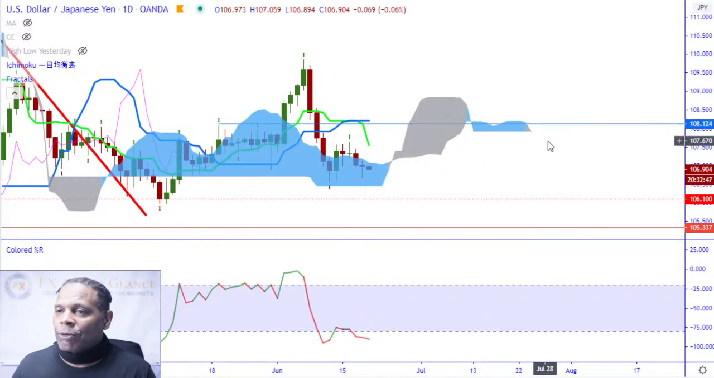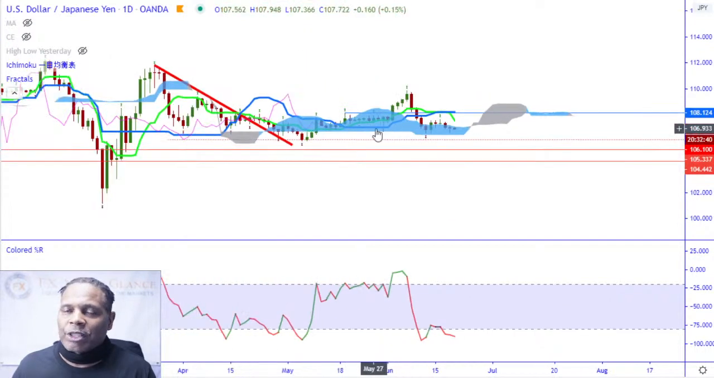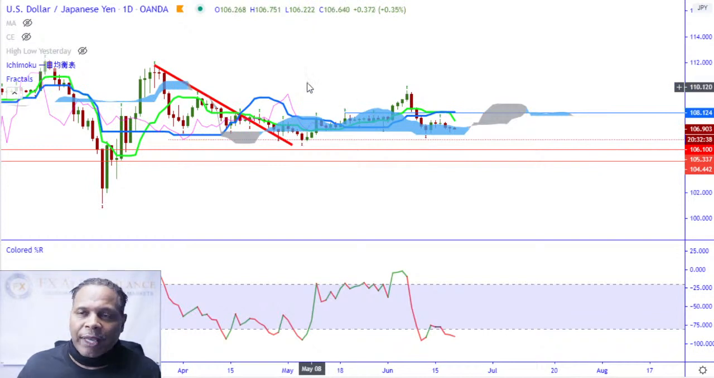You shouldn't have this many crossovers, especially a flat cloud. Tenkan and Kijun crossing over often. Now, if you go to a lower time frame, you're probably better. But I like to always look at the daily time frame. If I go to the 1 hour, I probably look a little different.